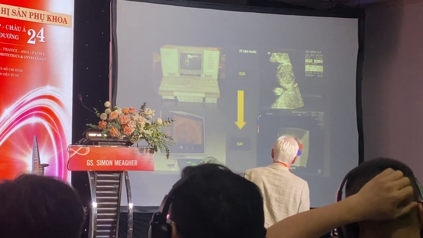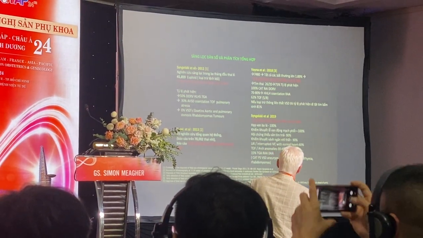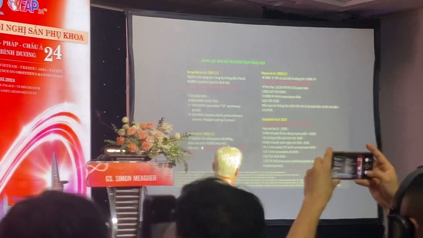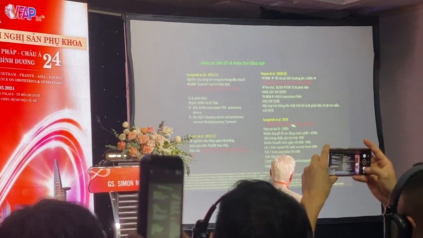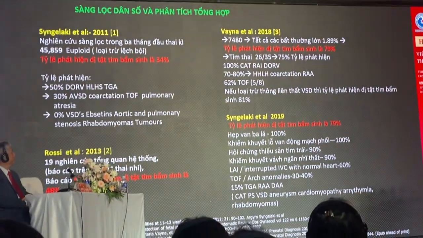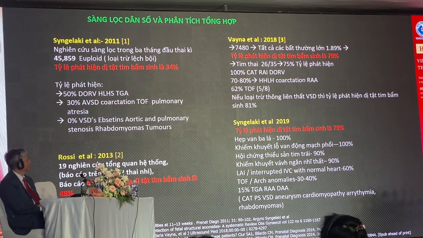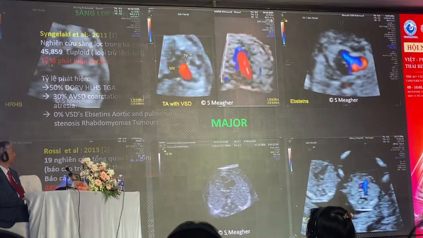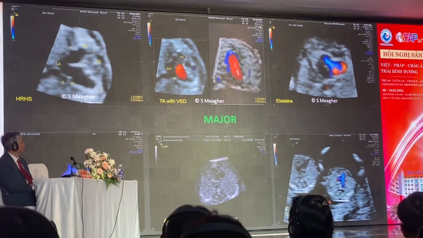If we go to the next slide. So these are the publications, and I'll be very quick on this, going from 2011 to 13 up to 2019, showing that the detection rate of cardiac abnormality is increasing every time we go to publish. And 2/3 of major cardiac abnormalities can now be identified in the first trimester. Just run the clips very quickly.